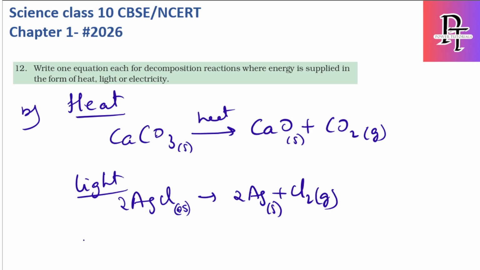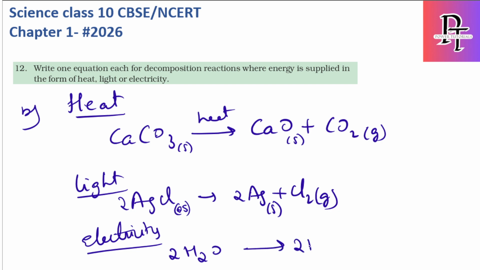Let's see the last one, which is through current, also called electricity. The best example for decomposition is, as we just covered, 2H2O gives rise to 2H2 plus O2. Water is a liquid, but these two will form gases. These are the examples for heat, light and electricity. I am not writing these details because you already covered them in the previous part. These are calcium carbonate, calcium oxide and carbon dioxide; silver chloride, silver and chlorine; water, hydrogen and oxygen.